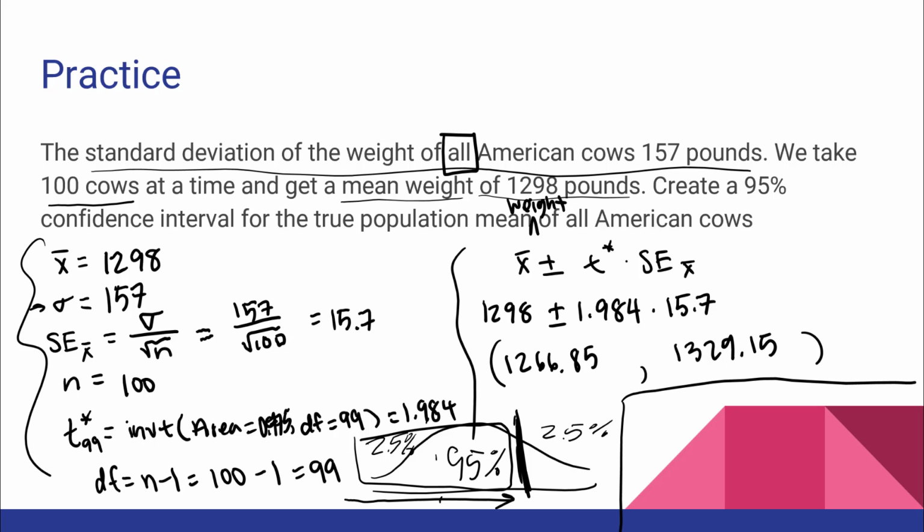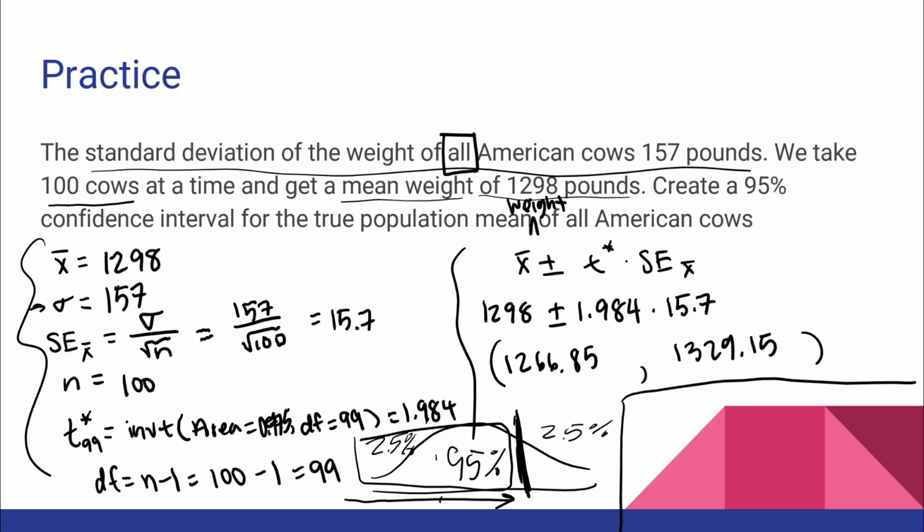So what does this interval mean? Our original thing was to see the weights of cows, right? The mean weights of cows if we took samples of 100 at a time. And we're using it to make an estimate about the mean weight of all American cows. So that means that our interval is an estimate for the mean weight of all American cows.